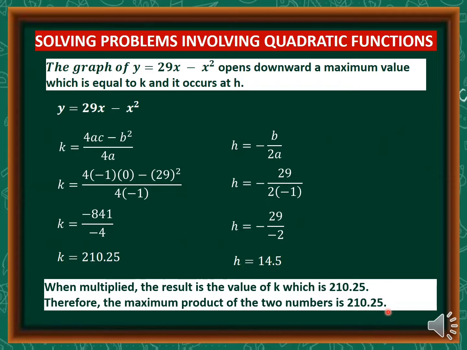And what are those two numbers? 14.5 and 14.5. Pero ano yung answer natin? The maximum product ng two numbers is 210.25. So, sana naunawaan natin yun.